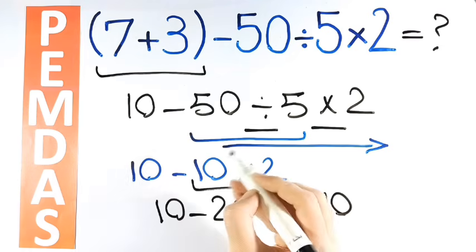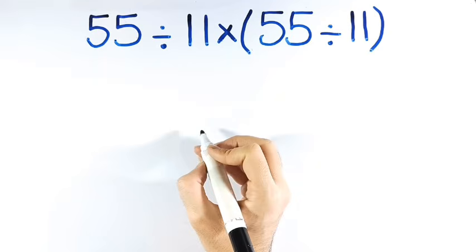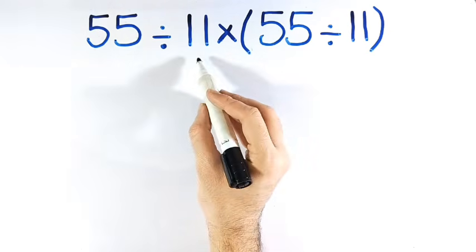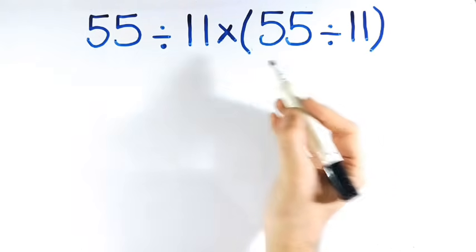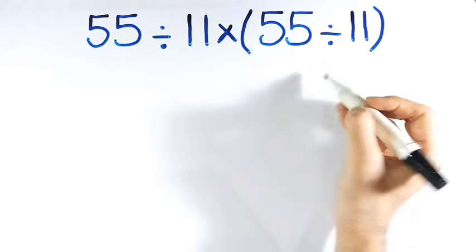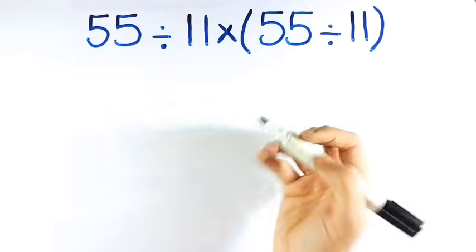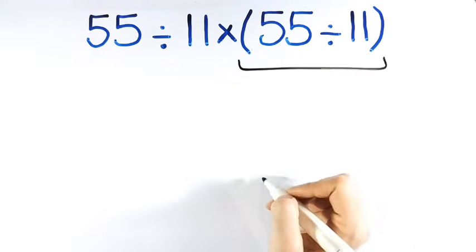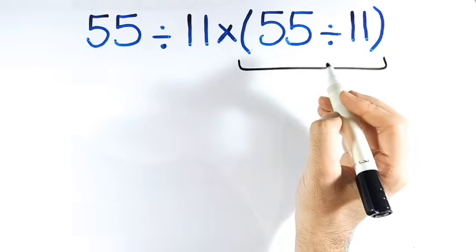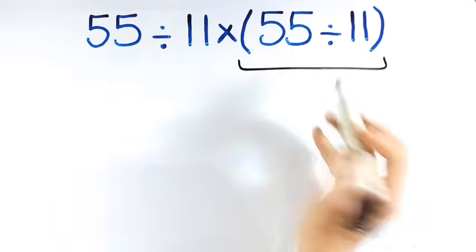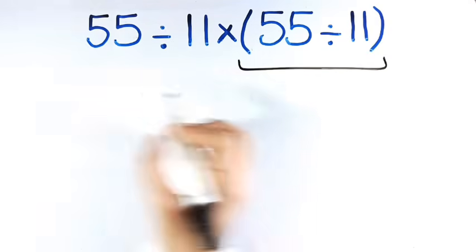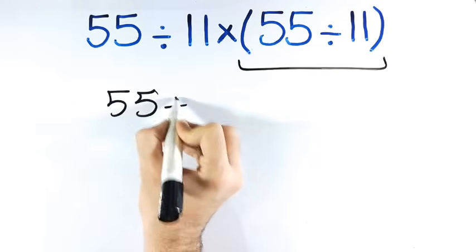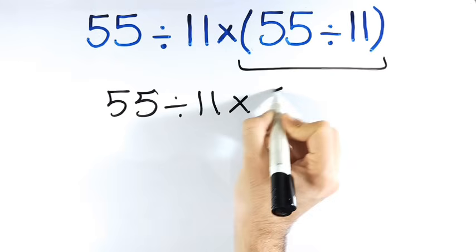Alright, now let's solve another math question together. What is the value of the expression 55 divided by 11, then times open parentheses 55 divided by 11 close parentheses? Many people, when solving this question, first go to the expression inside the parentheses because they believe parentheses have the highest priority than the other operations. So, instead of this expression, they write 55 divided by 11, then times 5.